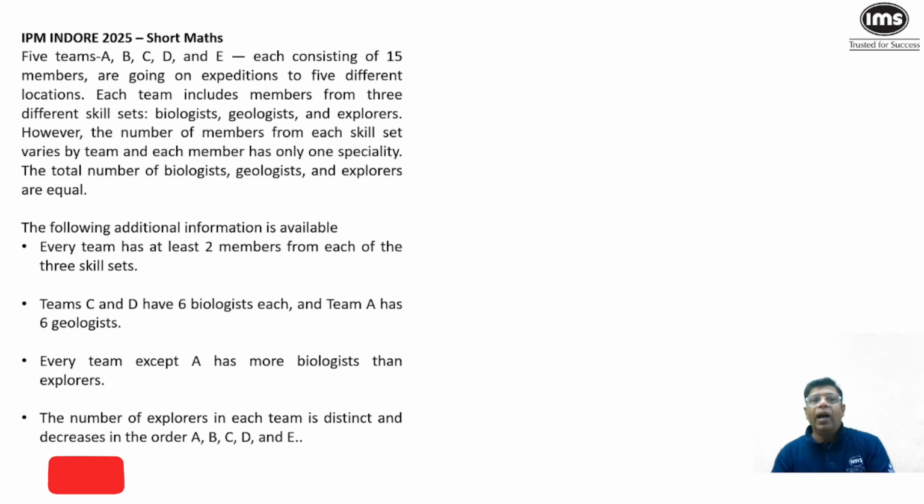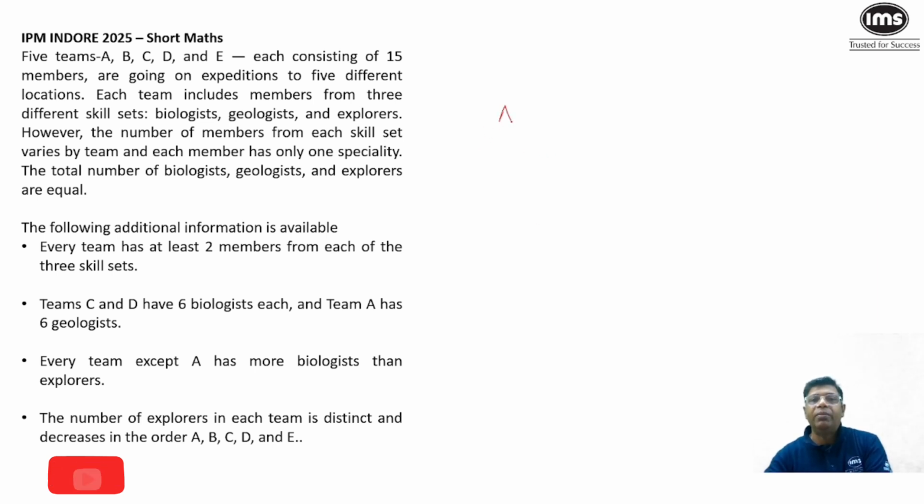And each member has only one speciality. So every person that is part of a team has only one speciality. The total number of biologists, geologists, explorers are equal. So you can say if there are five teams and every team has 15 members, in total you need 75 members. And since the number of biologists, geologists, and explorers are equal, you can say 25, 25, 25 people will come from each skill set. So it means in this question, we can make a table like this.